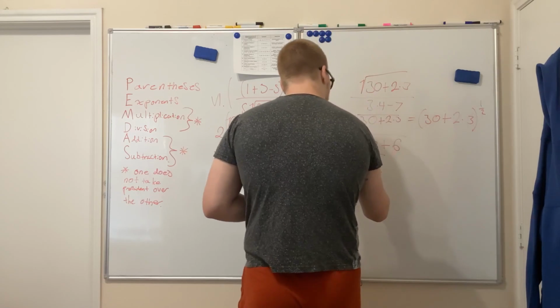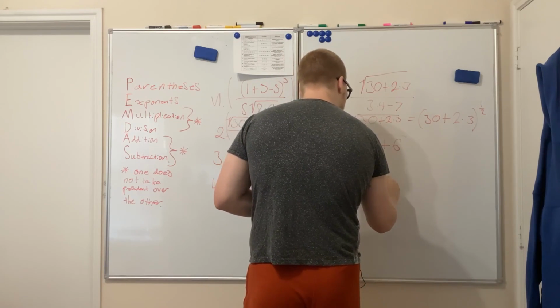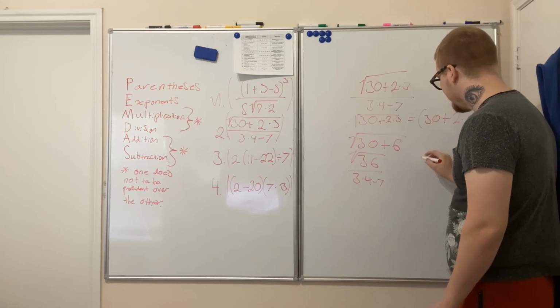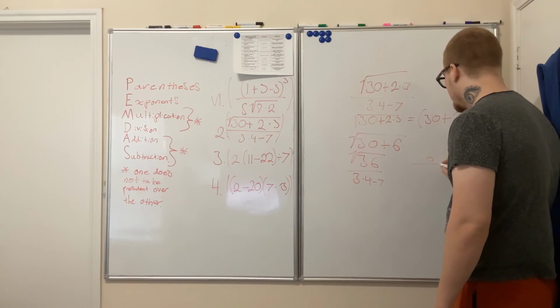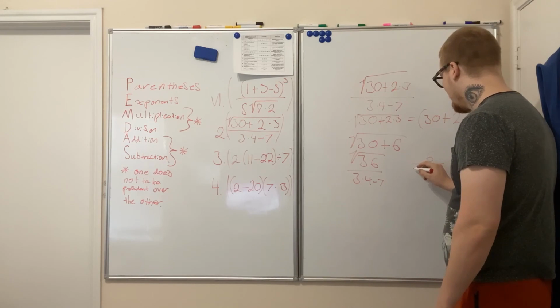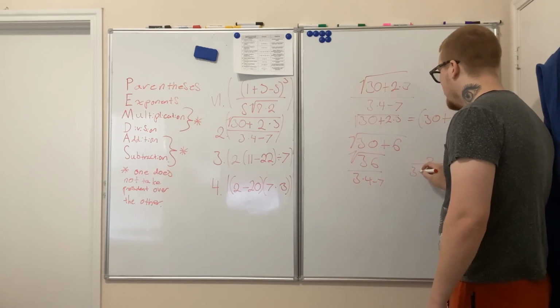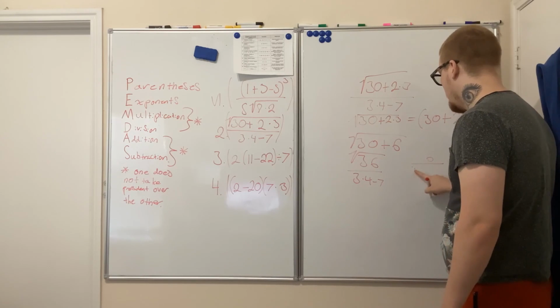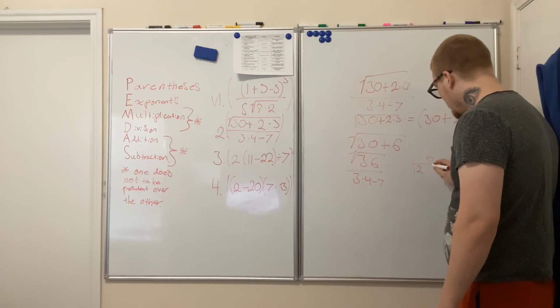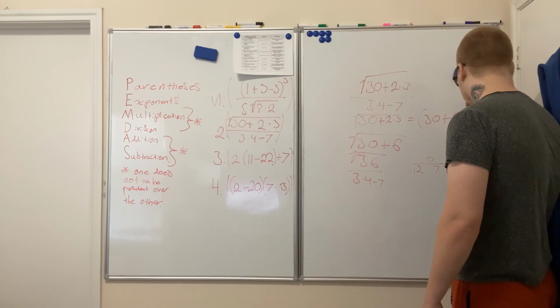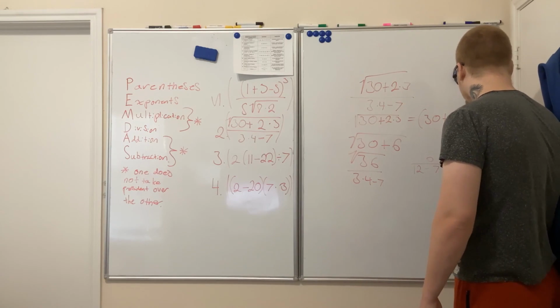And then over 3 times 4 minus 7. So we're going to take this and simplify it. So it's really just 36 over... and then we're going to start working on the bottom part. So 3 times 4 is just 12 minus 7, which will get you the answer of 6 over 5.